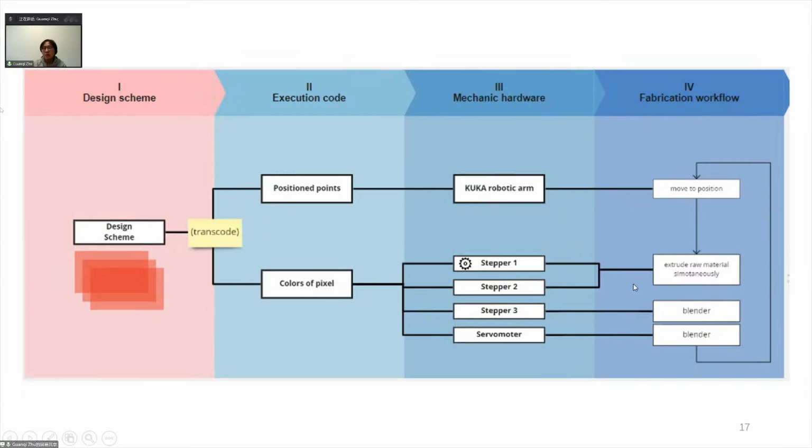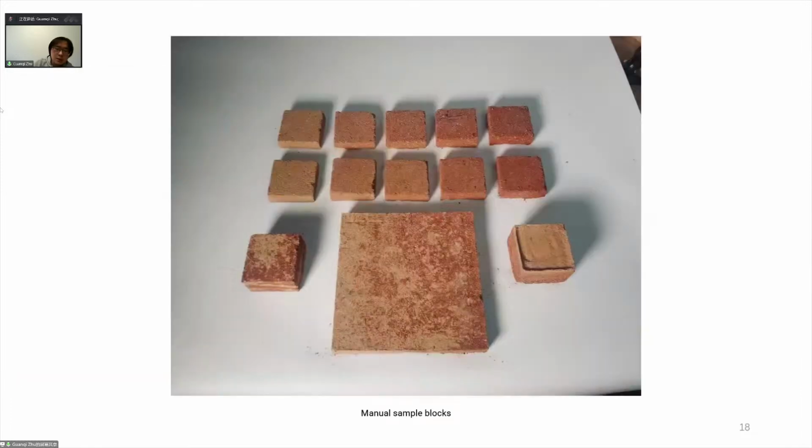So the final step is a continuous process, and as a human being, you just need to stand there and wait. The robot will extrude the right material at the right point. Yeah, that's it.